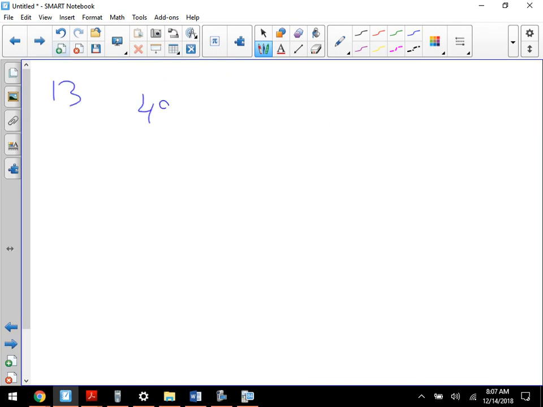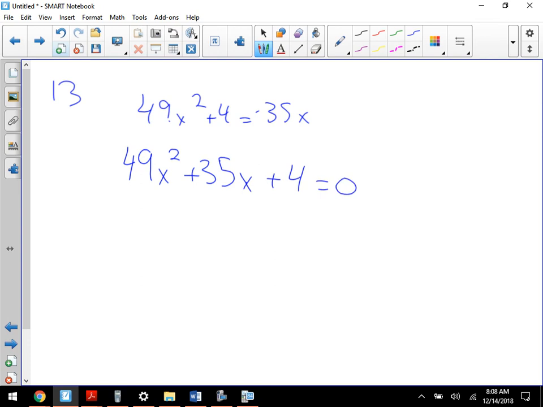Let's see. If I go to 13. I have 49x squared plus 4 is negative 35x. And it said solve by factoring. Okay? If this is multiple choice, what are you going to do? You're going to plug and chug. In all honesty, that's the idea here. If it's factoring, now, leading term coefficient of 49 kind of doesn't look very good. I'm not a big fan of this. That doesn't look all that fun.